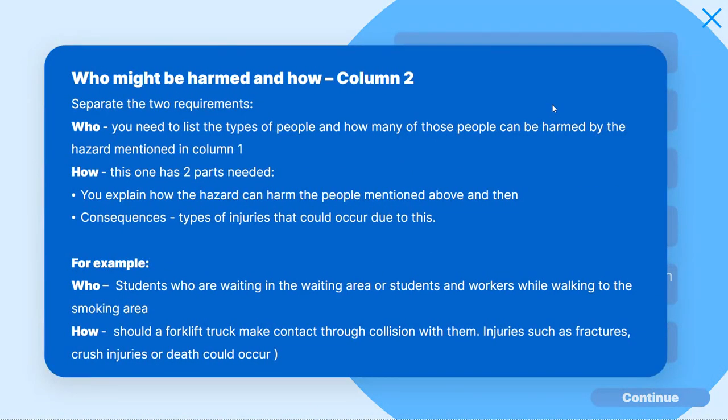Who might be harmed and how? Separate the two requirements. Who? You need to list the types of people and how many of those people can be harmed by the hazard mentioned in column 1. How? This one has 2 parts needed. You explain how the hazard can harm the people mentioned above, and then consequences, types of injuries that could occur due to this.